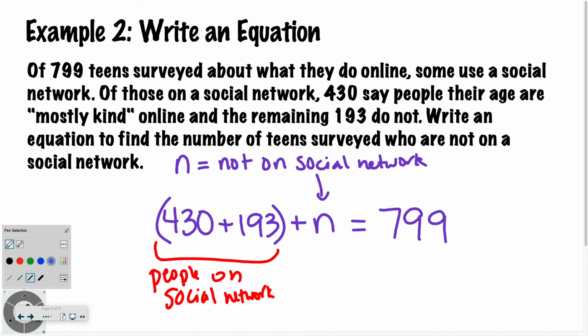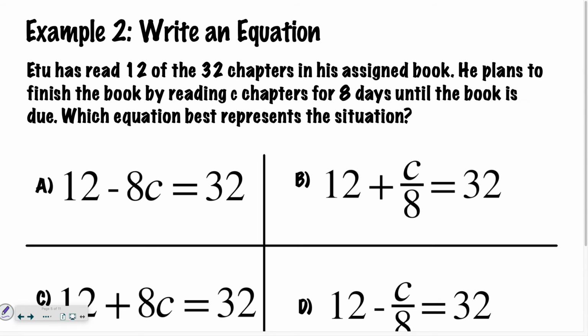Okay, so out of 799 people that were surveyed for what they do online, some of them use a social network, some of them don't. And this is how you would set up the problem to figure out how many people actually use a social network and how many don't, okay? Hopefully that makes some sense. If not, please be sure to ask for some help. I am happy to help you.